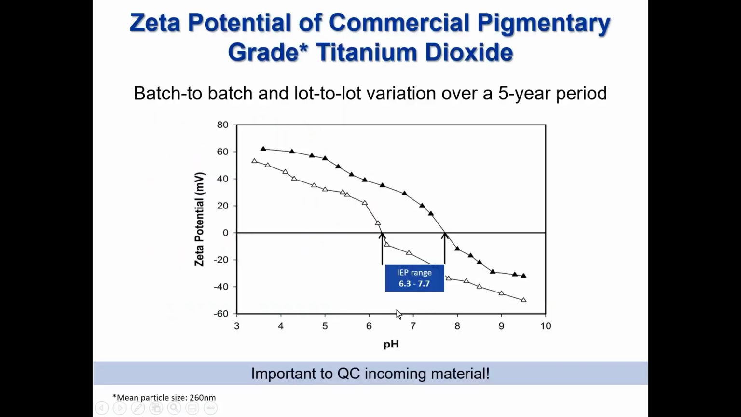Now, it shouldn't be assumed that different lots or batches of the same material will necessarily have the same profile or even the same isoelectric point, since, as I've already said, it's difficult, if not impossible, to control the process precisely. And here I show data collected over a 5-year period of the isoelectric point of the same grade of rutile, and we see it varies by almost 2 pH units. The implications of this to dispersion technology are obvious. Once again, the incoming materials need to be checked for their pH.